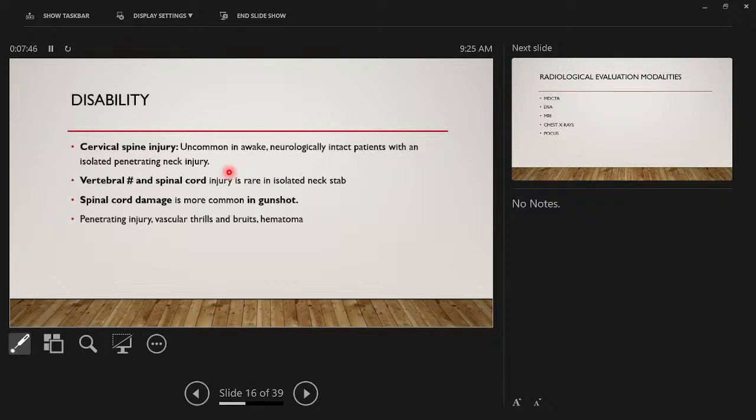Fourth is the disability, the cervical spine injury. It is uncommon in awake and neurologically intact patients with an isolated penetrating neck trauma. The vertebral fracture and spinal cord injury is rare in an isolated neck stab. Spinal cord damage is more common in gunshot injuries. In penetrating injury, vascular thrills and bruit and hematoma are more common.